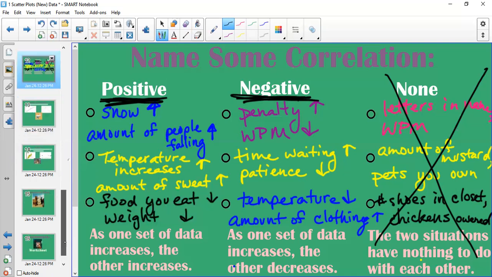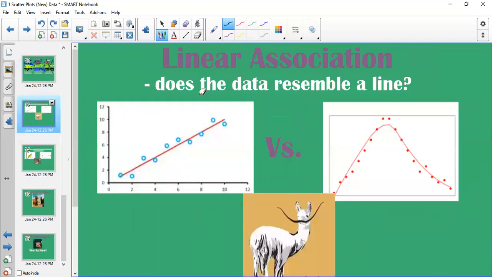There are other types of associations. So these are the three main ones, but if it's positive or if it's negative, we're going to take it a little bit further. Can I fit a line to it? Is it a linear function? Is it changing by a constant rate of change? Okay, so basically, does it resemble a line? Notice it says resemble. It's not going to be an exact line. So does it resemble a line?